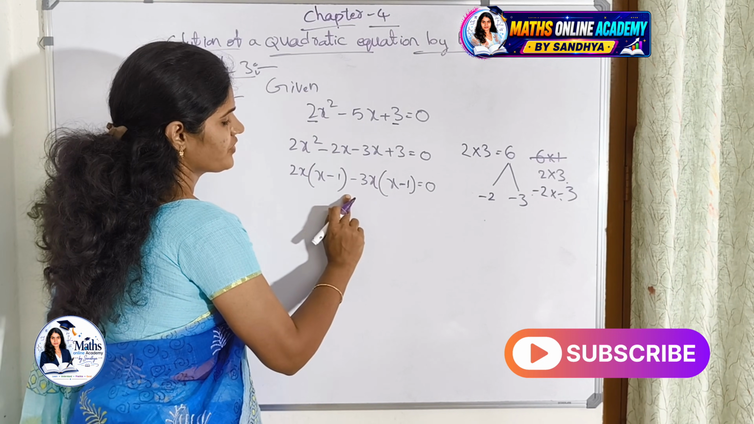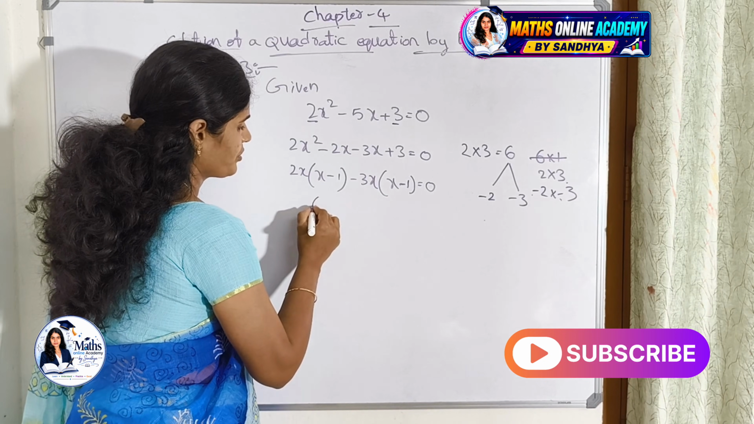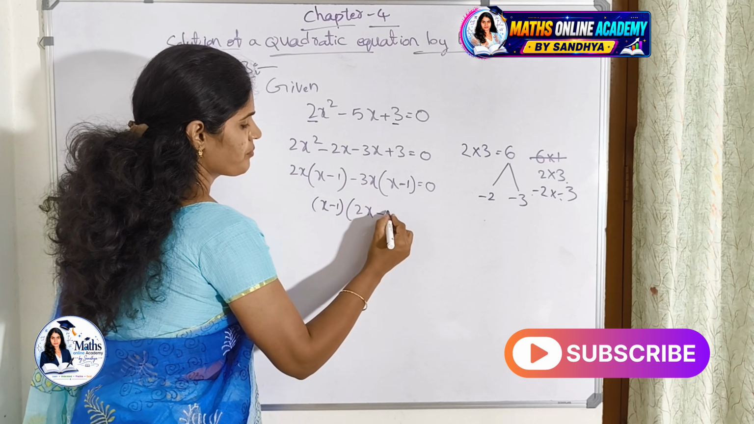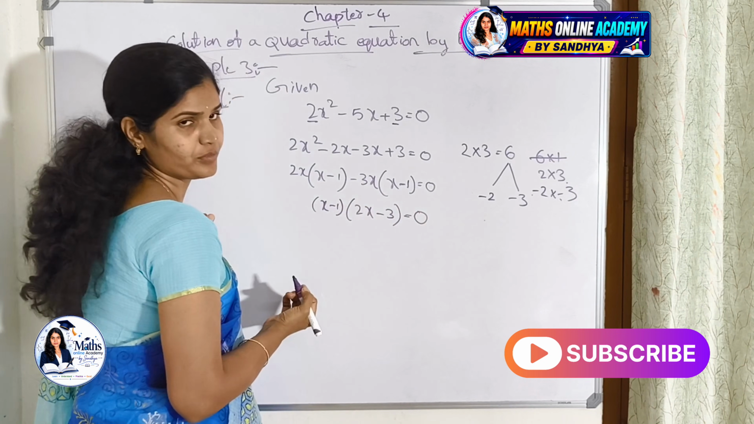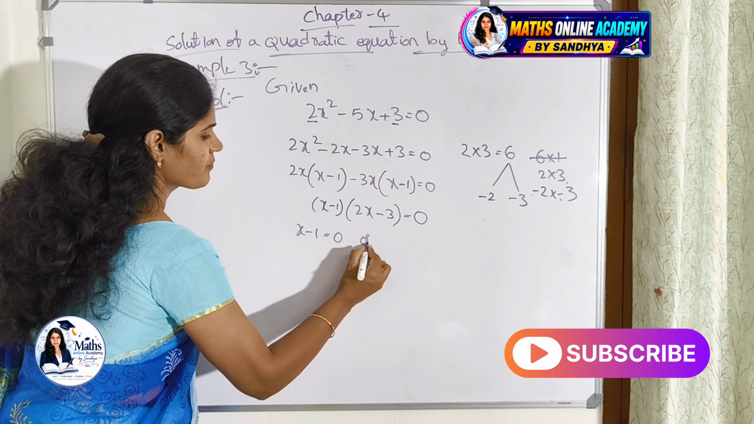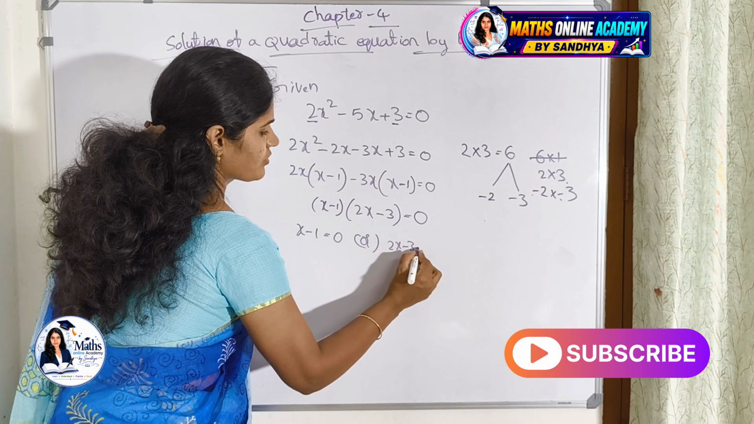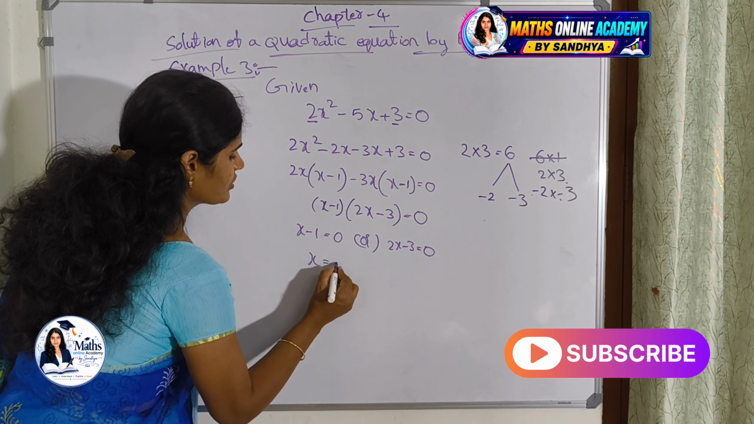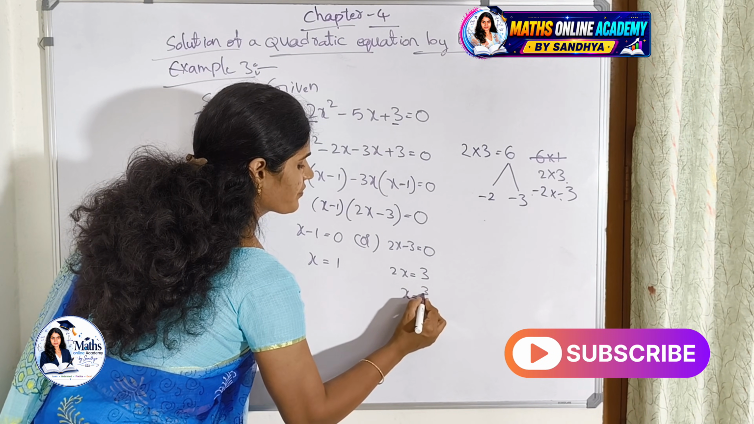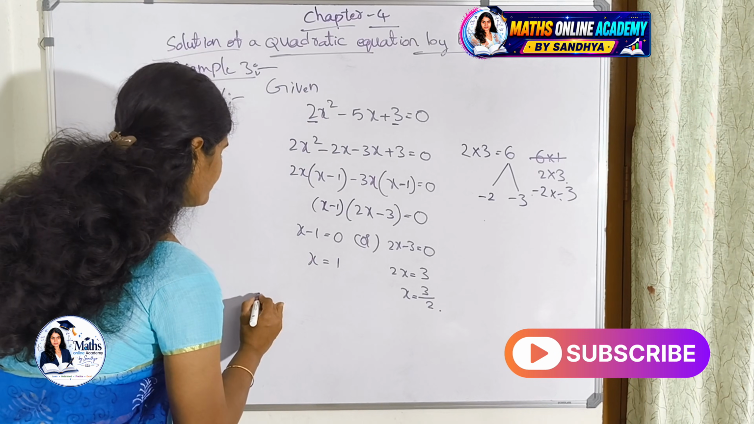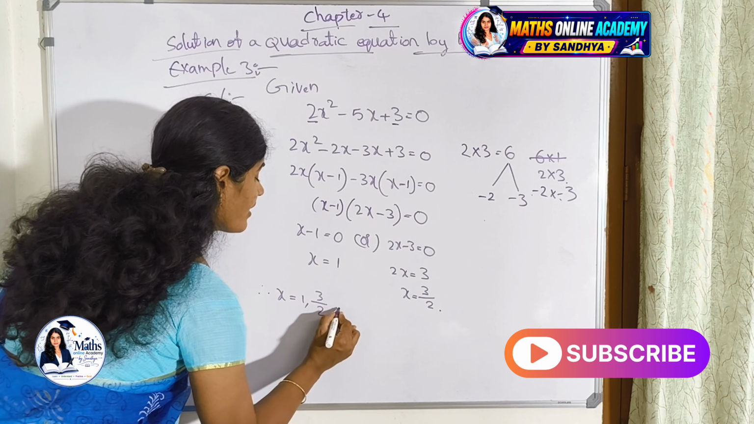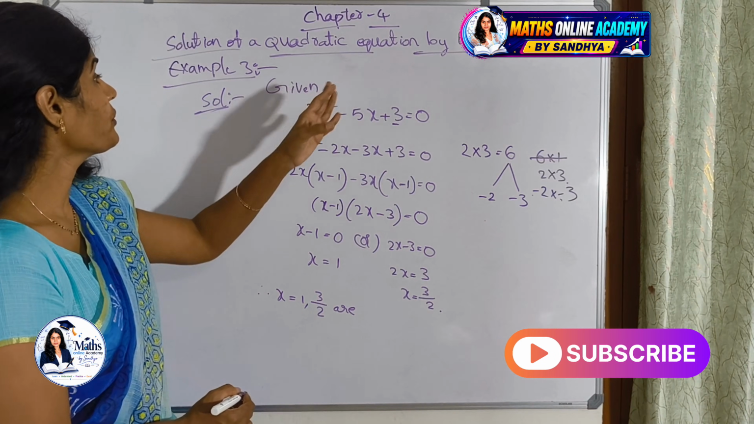Here we have x minus 1, here x minus 1. Both are the same. Take x minus 1 common, you get 2x minus 3 equal to 0. These two are equal to 0, means x minus 1 equal to 0 or 2x minus 3 equal to 0. So here x equal to 1, and here 2x equal to 3, x equal to 3 by 2. Therefore, x equal to 1, 3 by 2 are what we call the roots.